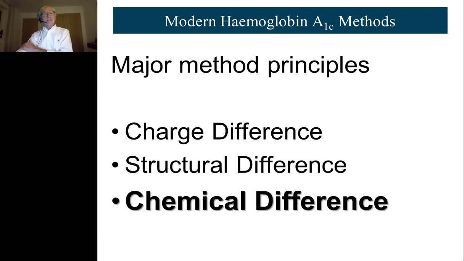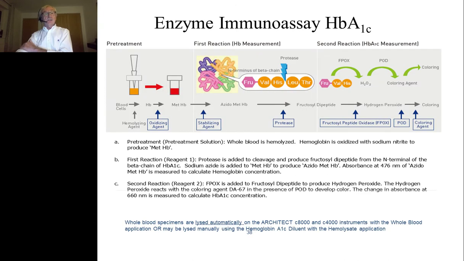Chemical differences. This is the newest method available on the market, and this uses an enzymatic method to recognize a dipeptide with glucose attached to it, and converting that fructose dipeptide to H2O2 and measure it colorimetrically. This method can be used on an automated analyzer within the laboratory.